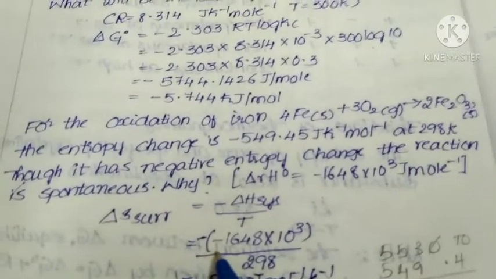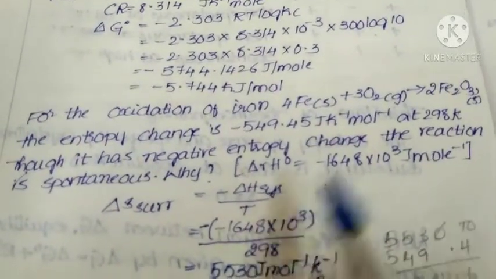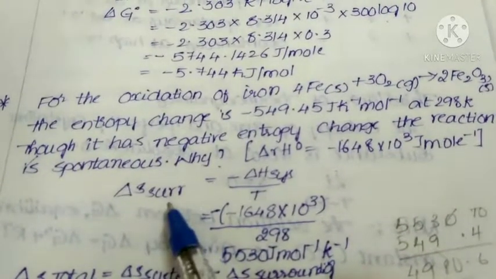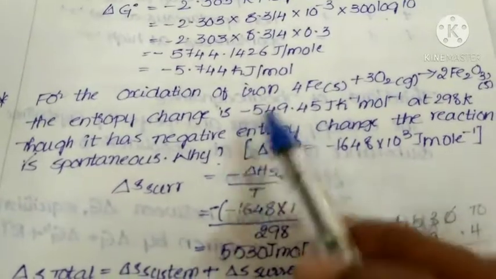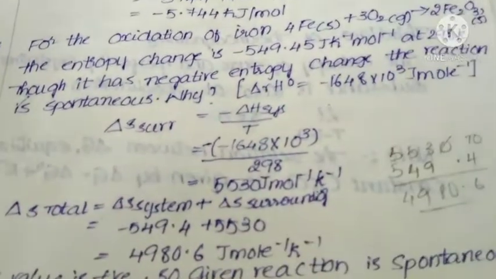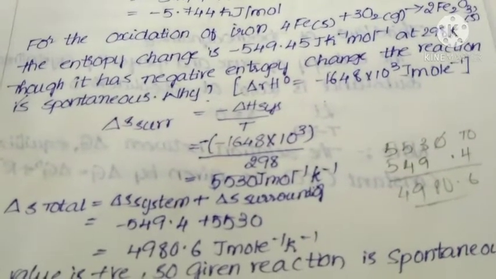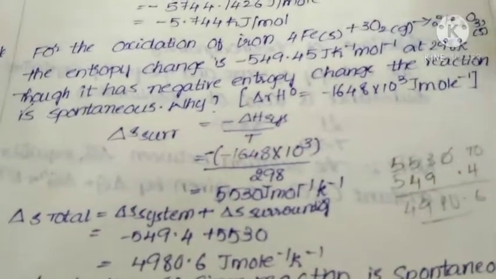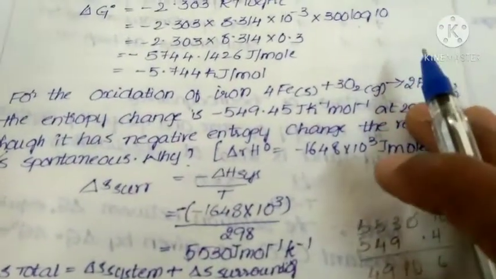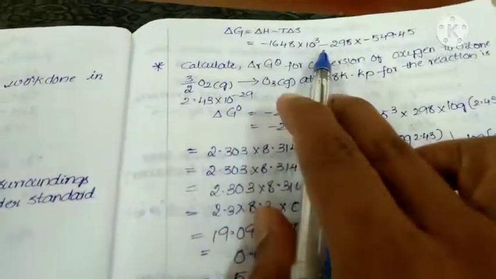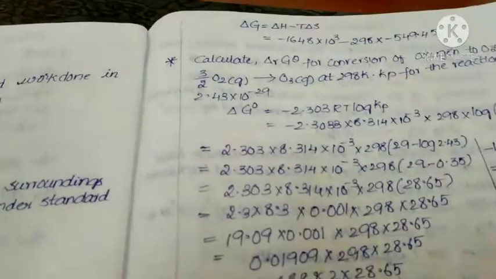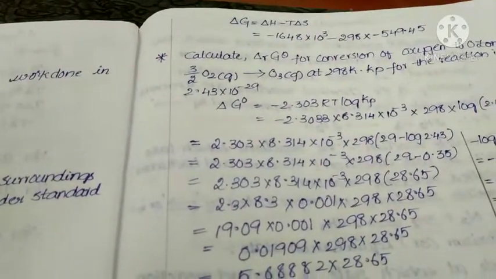Delta S surroundings is equal to minus delta H system by T. If you substitute the values in this equation, you get delta S surroundings. Delta S system is already given. Delta S system plus delta S surroundings equals delta S total. If delta S total is positive, that also will be spontaneous. That is one way. One more way is to use the direct formula: delta G equal to delta H minus T delta S. Delta H and delta S are already given. If that value is negative, then it will be spontaneous. That is the way to calculate that problem.